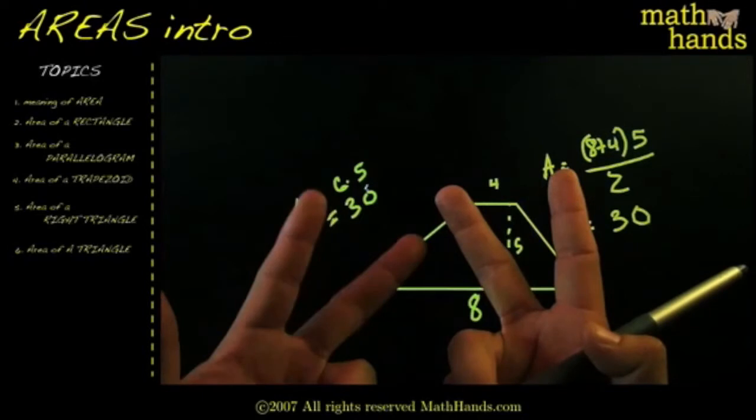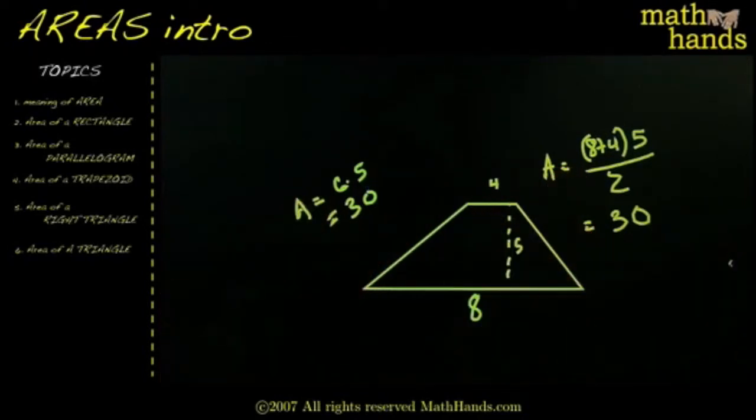Okay, 2 powerful ways to think about it. Super famous formula for the area of a trapezoid. Okay, that was easy, right?